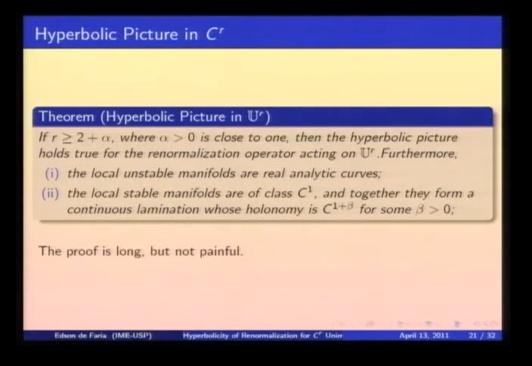But they have a nice holonomy. The stable manifolds form a continuous lamination whose holonomy is C1 plus beta for some positive beta.